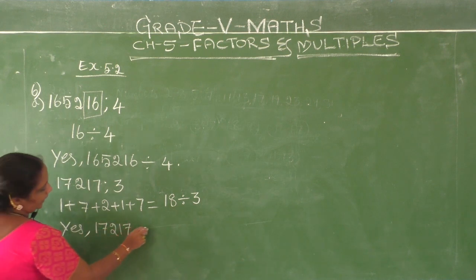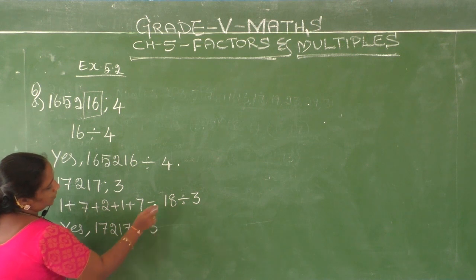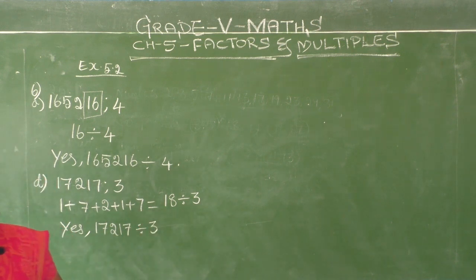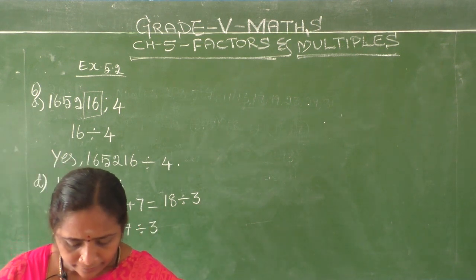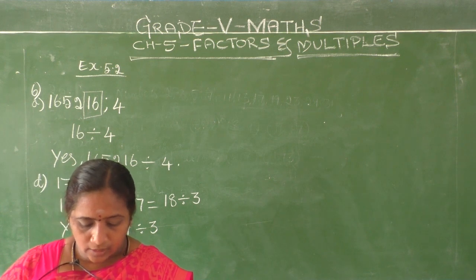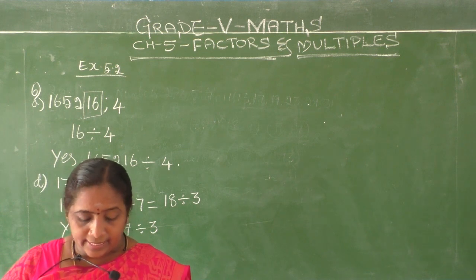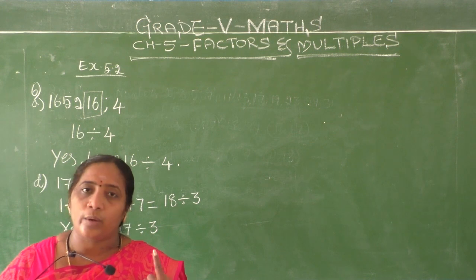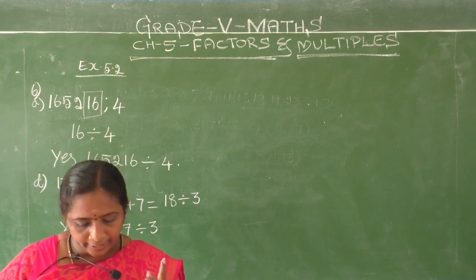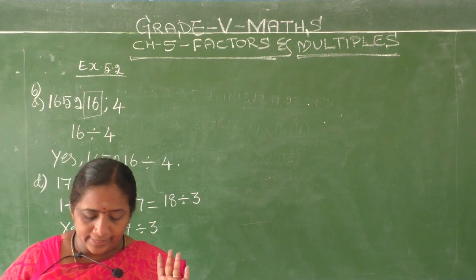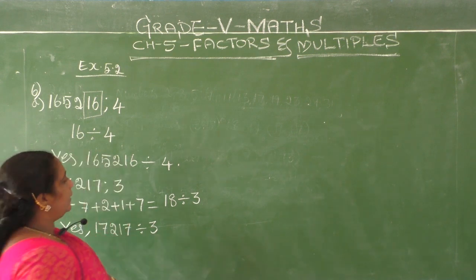17,217 is divisible by 3. So likewise, for the remaining sums, for each rule you can do one sum only. That's enough. Then 7th Roman.